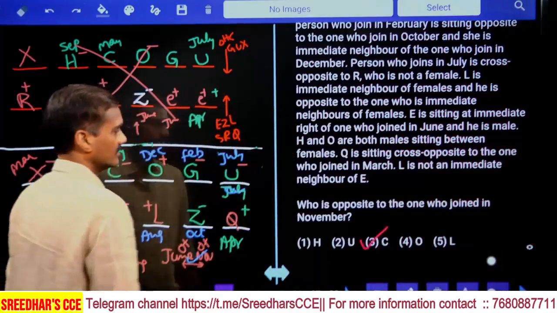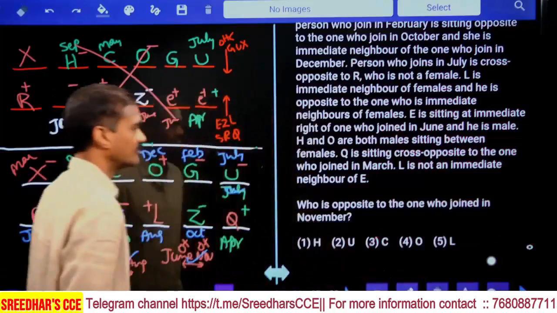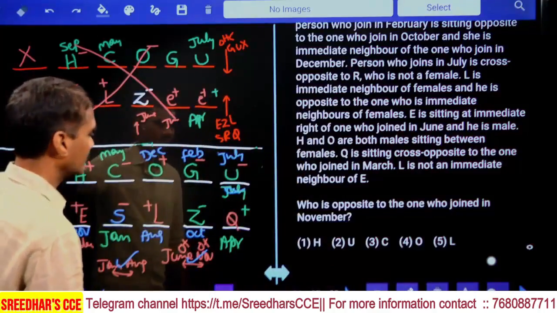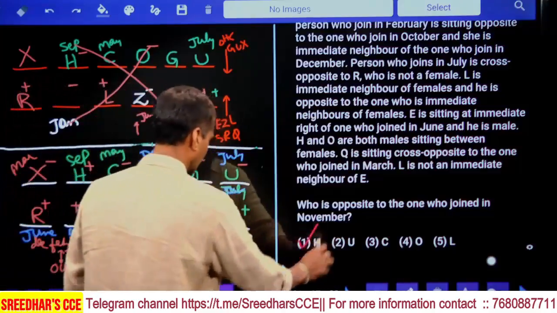Then 22nd. Now in this 22nd, who is opposite to the one who joined in November? Opposite to the one who joined in November is H, the one who joined in September, that is choice 1, question number 22.